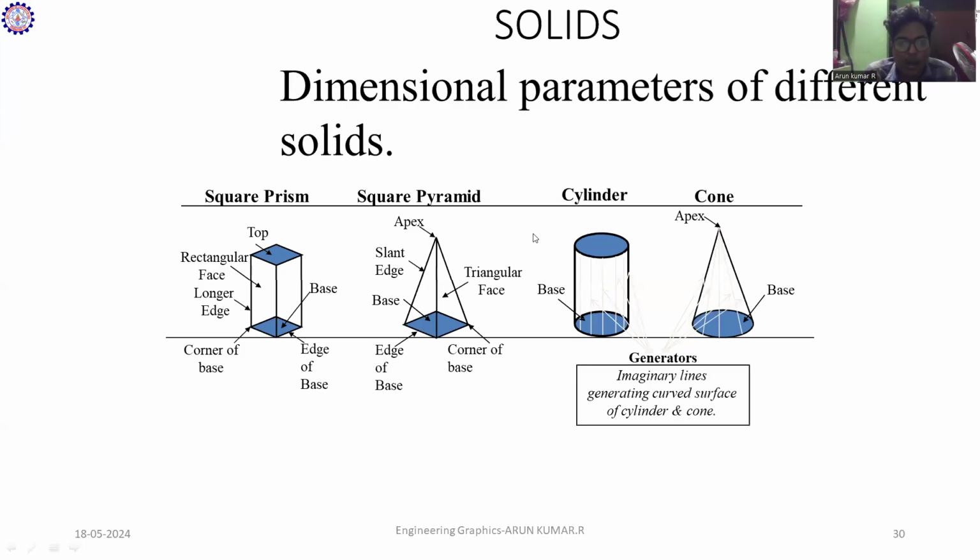Good morning. In this series, we will see the terminology and the names that are used while solving numerical problems based on the projection of solids. Here we are to mention the dimensional parameters for the different solids. Let's say I take the polyhedron, and also its solid of revolution. The solids of revolution come under the cylinder and the cone.